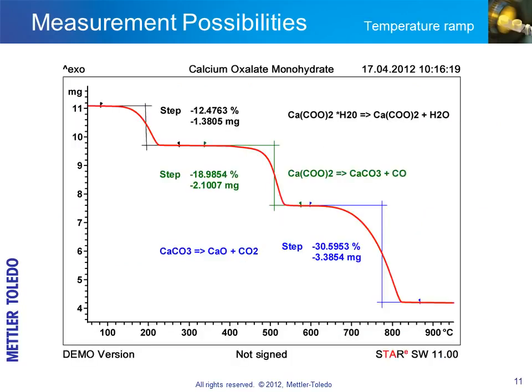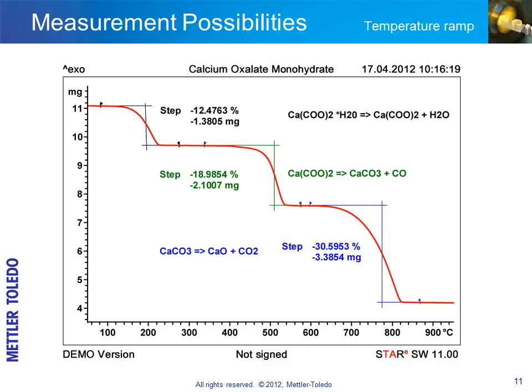Let me begin with the temperature ramp. In this example, 11 milligrams of calcium oxalate monohydrate was heated at 30 Kelvin per minute in a nitrogen atmosphere. The weight loss curve shows 3 well-separated steps that correspond to the stoichiometric decomposition reactions of the substance. The first step is due to the loss of water of crystallization.